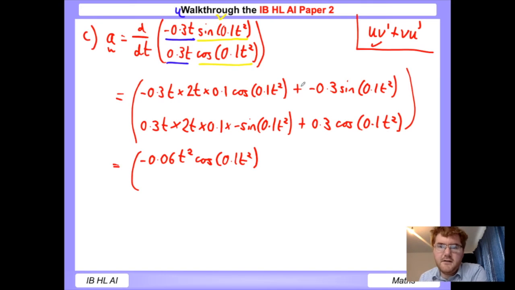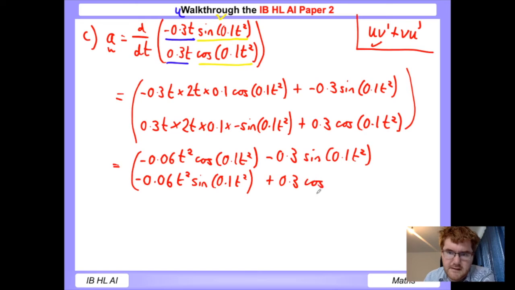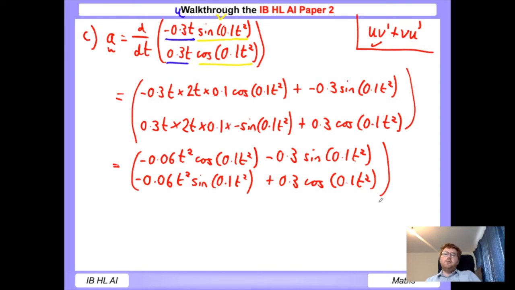We're good. And then we've got another minus 0.3 sine 0.1 t squared. And then this one, I think we just had the positive version of this, so that's fine, 0.06 t squared. We've still got a minus here, so we've got a minus sine 0.1 t squared, and then we've got a plus here. All good. And then we've got our acceleration vector. That's some heavy-duty product rule and chain rule working there, but really well done if you got that at home. Excellent. So that's the first part.